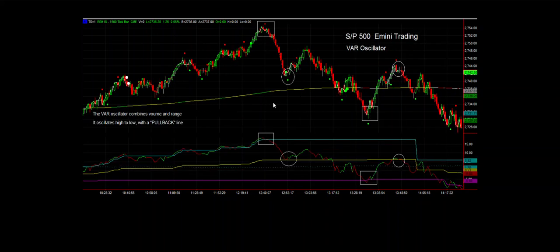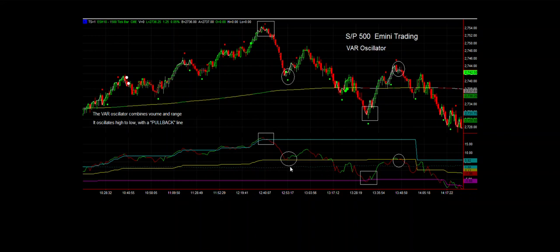And let's go back to this one now. Then on the bottom, you had the VAR, or it just stands for volume and range oscillator. And it oscillates high to low with a midline, but this isn't called a midline. It's called the pullback line, because it's just uncanny how it goes from the upper bound, and then it can hit the pullback line and it pulls back, or it hit the pullback line here and it pulls back, and it hit the pullback line here and it pulls back.